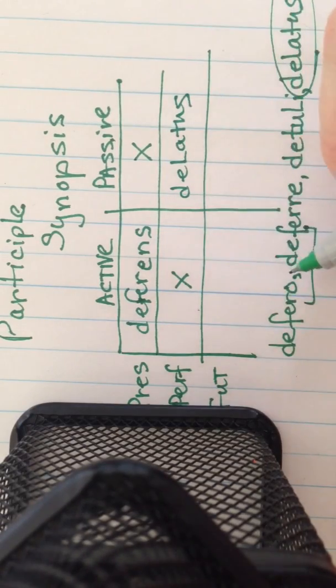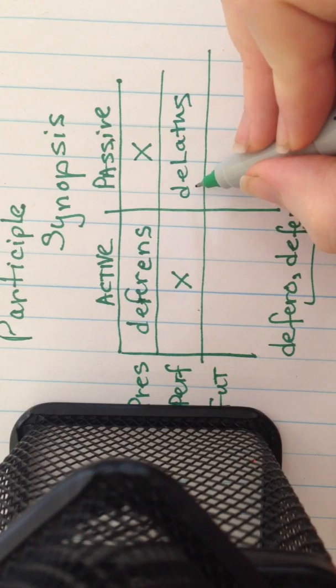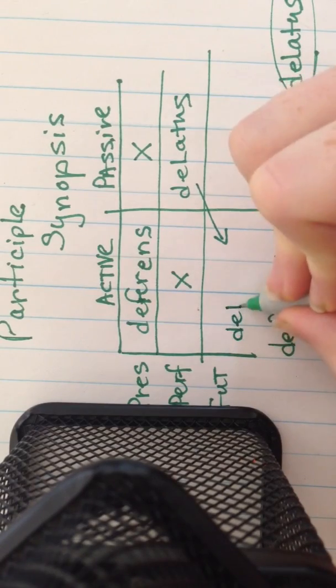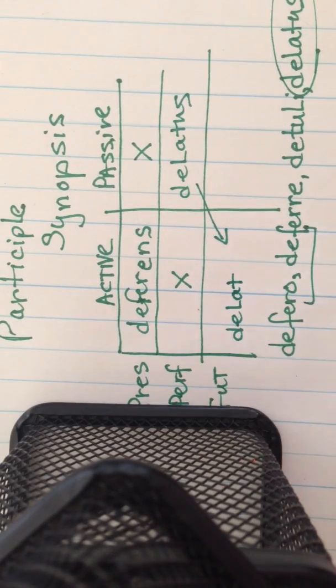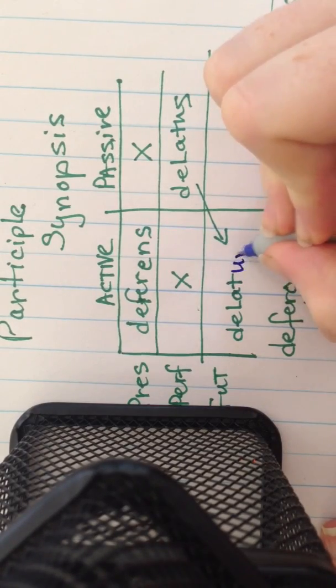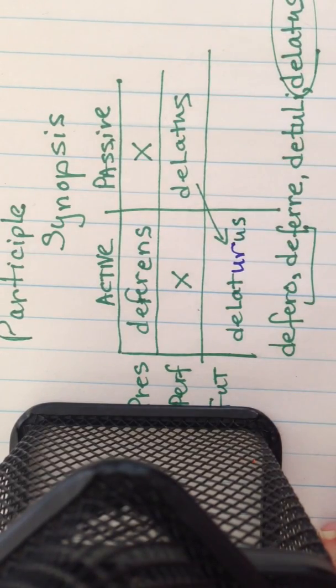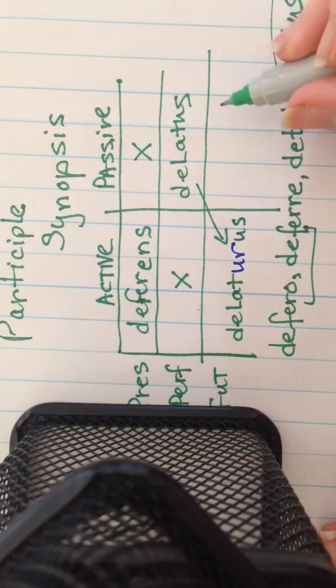Your future active participle is going to use the perfect passive form, but we're going to add something in there. So we have delat, but before we add the ending, we're going to make sure we add a UR for future, and then the US.